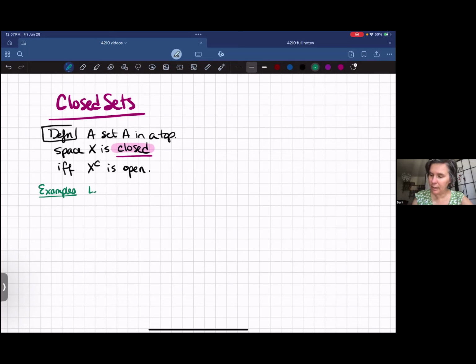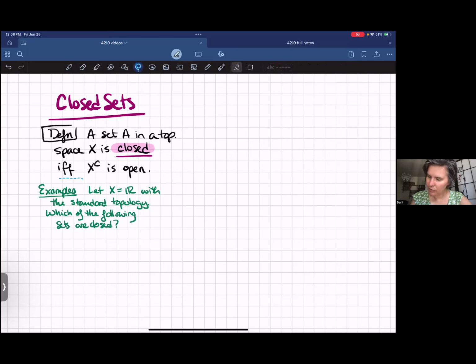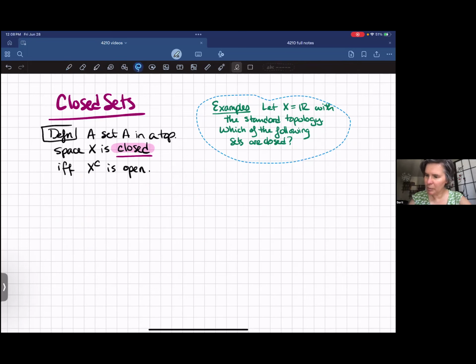Let's start with the standard topology, which is the topology in which open intervals form a basis. So any set is open if it can be written as a union of open intervals. And then I want to ask which of the following sets are closed. I'm going to move this right up here to give myself a little bit more room.